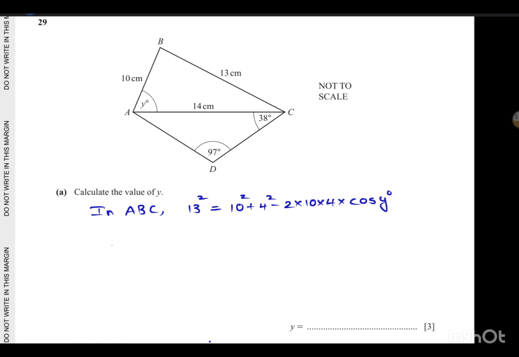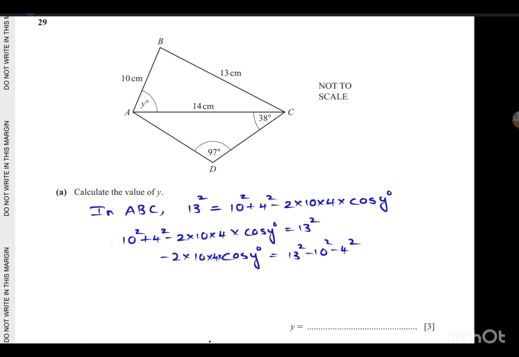Now we need to find the value of y, so bring all the known quantities to the left hand side. First I will flip the equation. 10 square plus 4 square minus 2 into 10 into 4 into cos of y is 13 square. Keeping cos of y, let me keep 2 into 10 into 4 also. So 13 square minus 10 square minus 4 square you get.